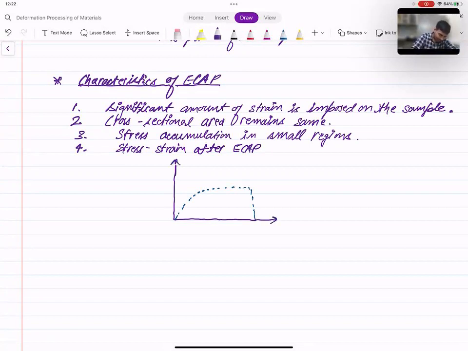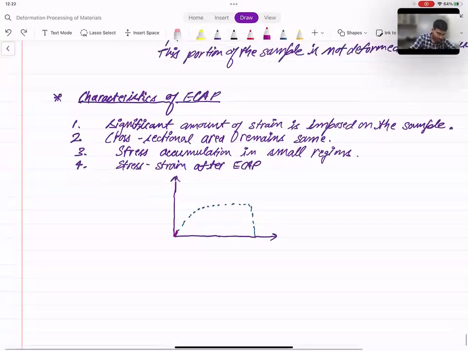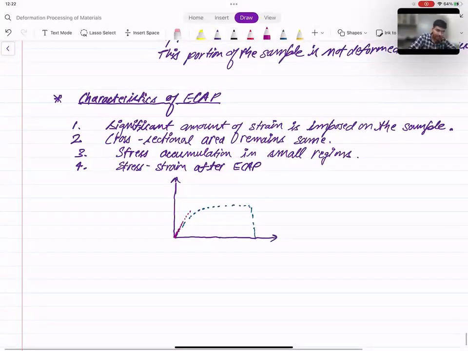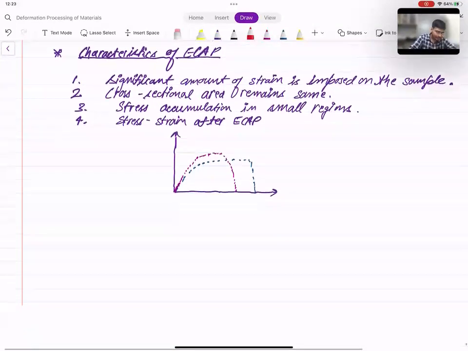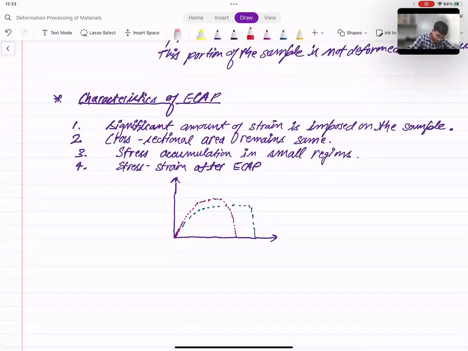So this is the typical stress strain behavior for an annealed specimen. But after ECAP, say let us see after some 3 or 5 passes. After 3 passes, this becomes something like this. So the strength increases, but at the same time, the ductility or elongation decreases. Similarly, if we keep on increasing the number of passes, then it will further be like this.